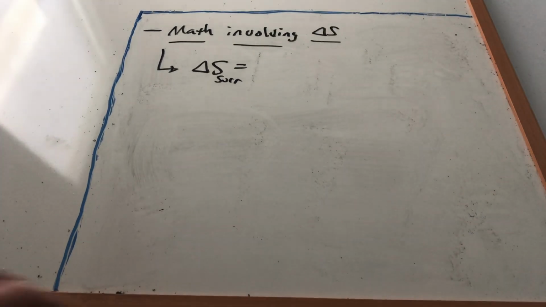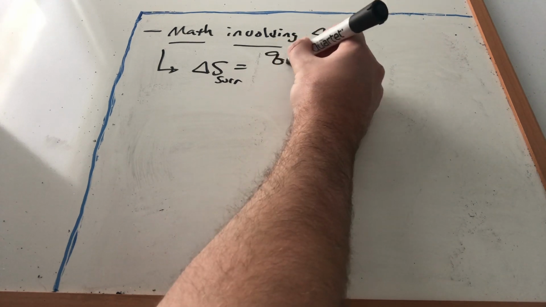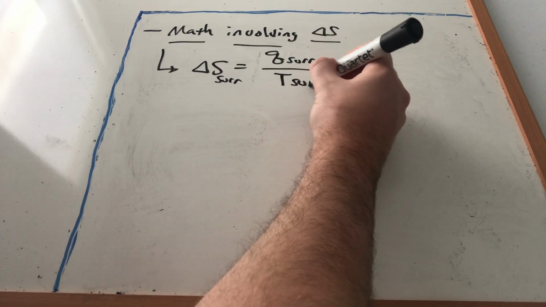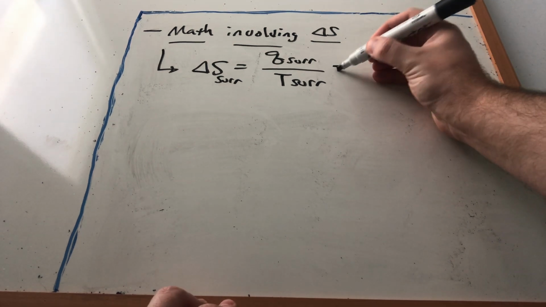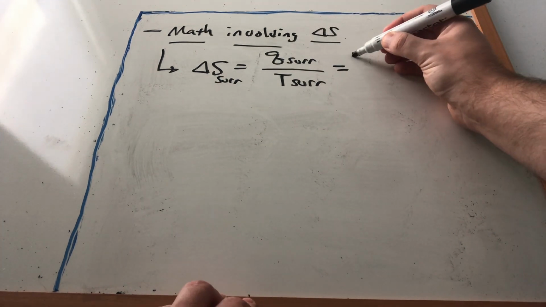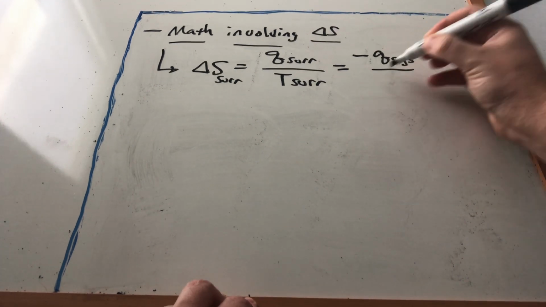Well, delta S for the surroundings has a similar equation. It means we need to figure out the heat that goes into the surroundings, and we need to know the T of the surroundings. So really it's the same equation from before, except we're not focusing on the system anymore, we're focusing on the surroundings. But the heat that goes into the surroundings is opposite the heat of your system.